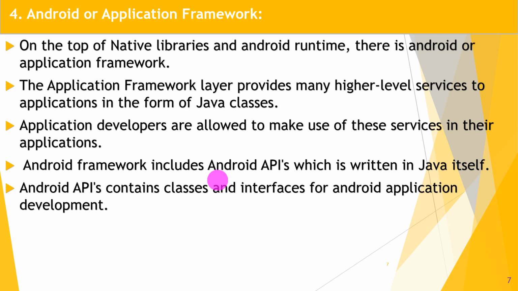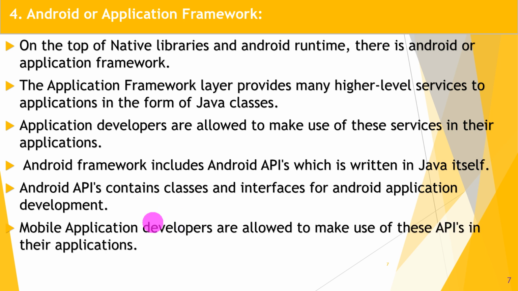Great. Native libraries are written in C or C++ language, which is the second type of Android architecture. And in the fourth type, that is the Android framework or application framework, the APIs are designed using Java language itself. Guys, hope you understand what is meant by application framework. So mobile application developers are allowed to make use of these APIs in their applications.